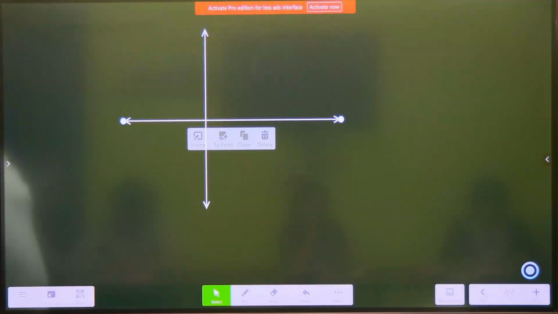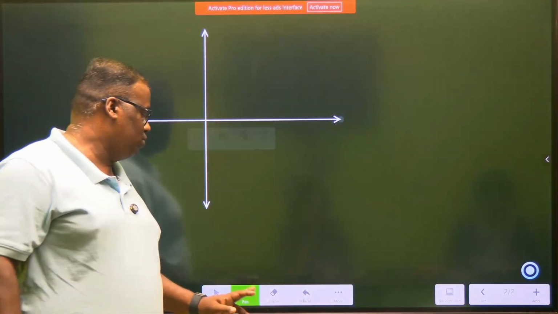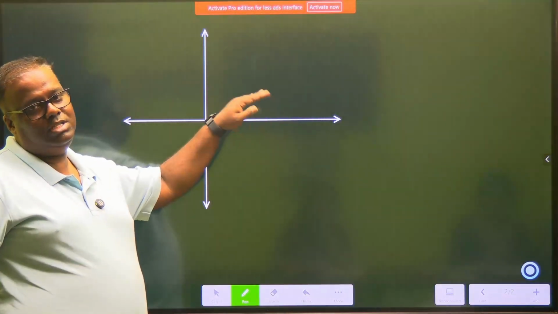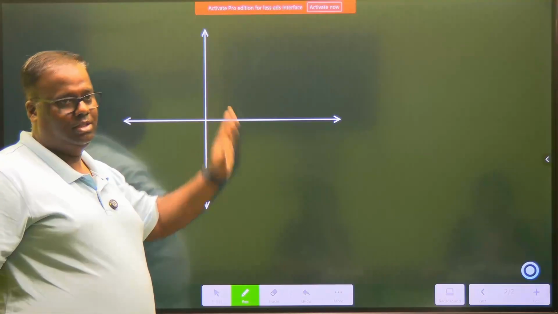For this, first don't write anything. Just listen to the story, then it will become easy. Angles are measured always in anti-clockwise manner, right?